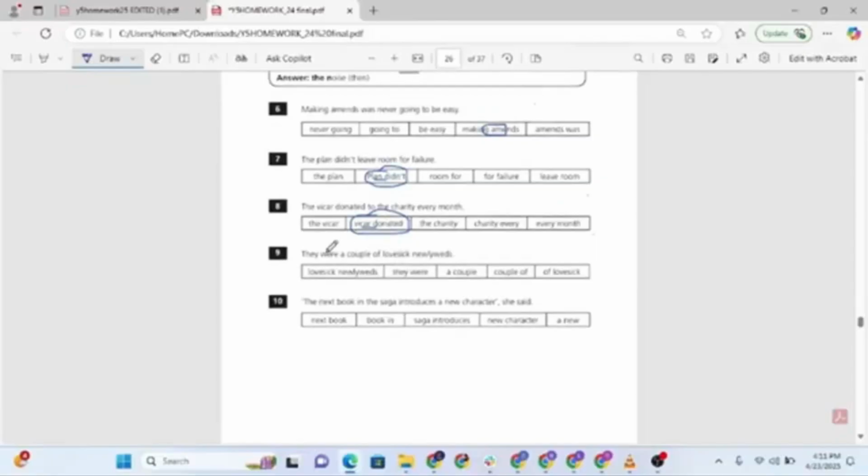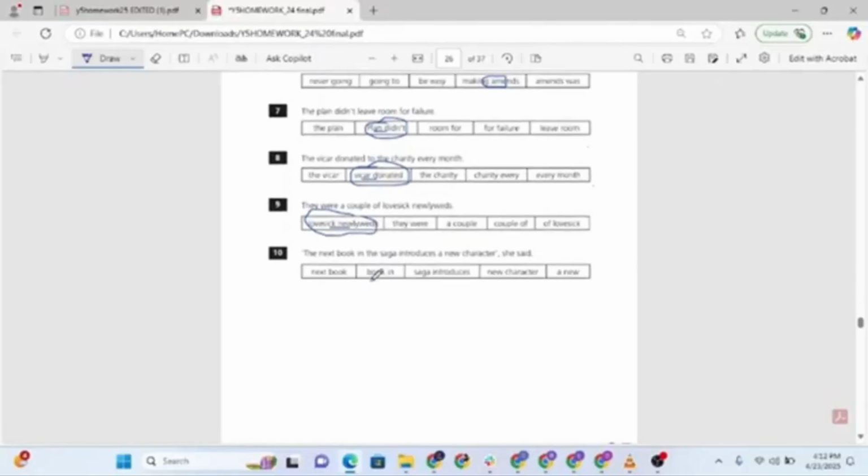Question 9. The correct answer is the word knew. This is because the four-letter word knew is hidden between the words lovesick and newlyweds. The word lovesick joined with the word newlyweds becomes the word lovesick newlyweds. Inside the word lovesick newlyweds, we can find the letters K-N-E-W together. Therefore, the correct answer is the word knew.